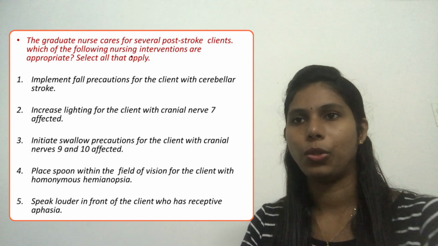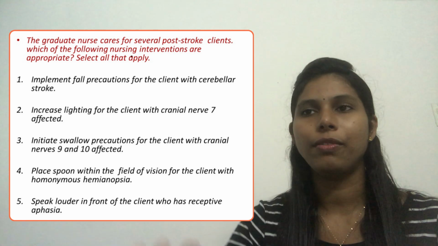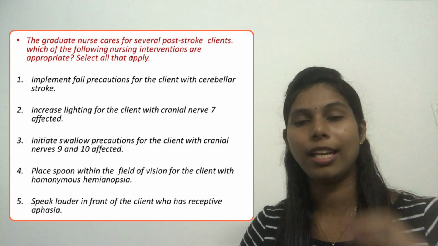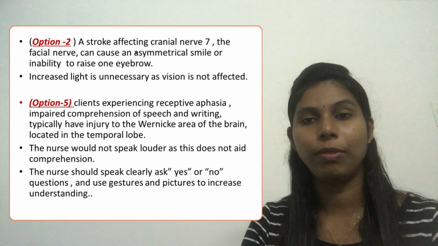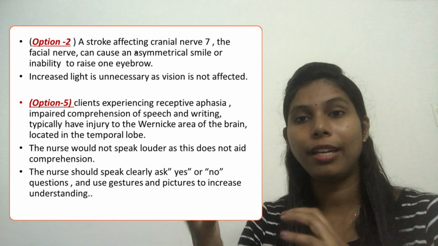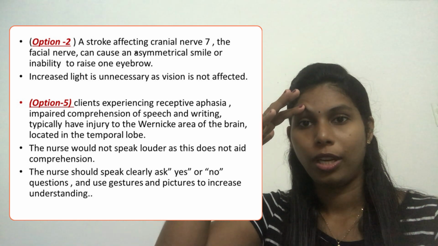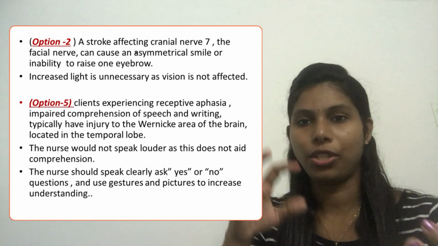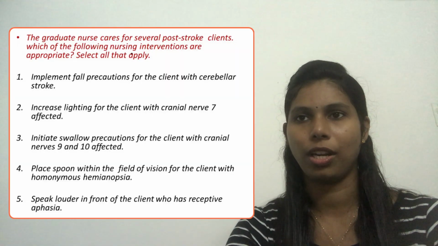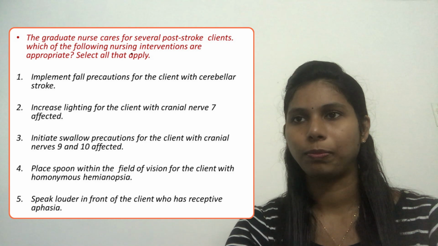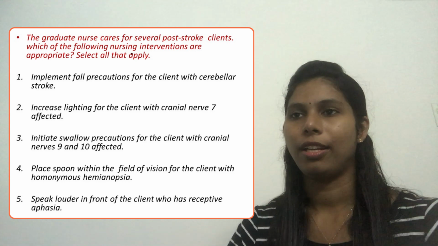Now we will see option 2. Here they said increase lighting for the client with the cranial nerve 7 affected. What is cranial nerve 7? That is the facial nerve. If the client has some problem with the facial nerve, what will be the signs and symptoms? There will be an asymmetrical smile and the client has inability to raise one eyebrow. But it does not affect the vision. So that is not a correct intervention, and we can eliminate option 2. There is no need for increased lighting for those who have a problem with cranial nerve 7.